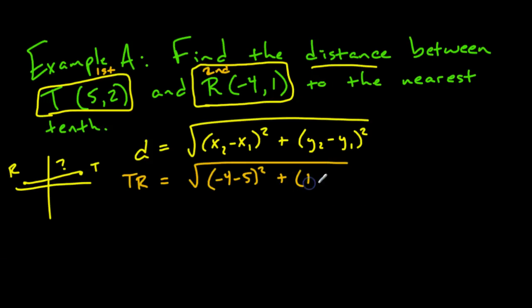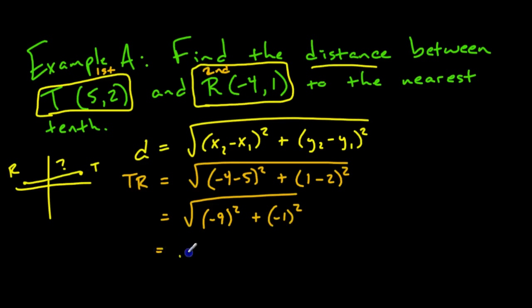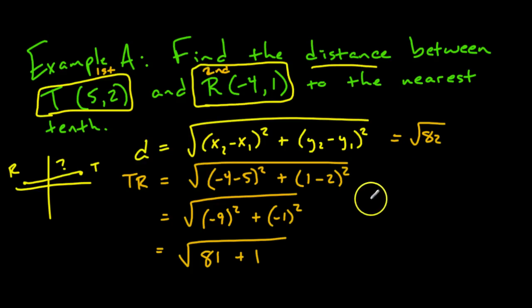And the y2 is going to be 1, and y1 is going to be 2. Again, x1, y1, x2, y2. So like we said, the 1 came from our y2, and the 2 came from our y1. First point, second point. Alright, negative 4 minus 5 is going to give us negative 9 squared, and 1 minus 2 is negative 1 squared. Do the math on this. Negative 9 squared is 81, and negative 1 squared is 1. So now we've got the square root of 82, which is some crazy decimal.